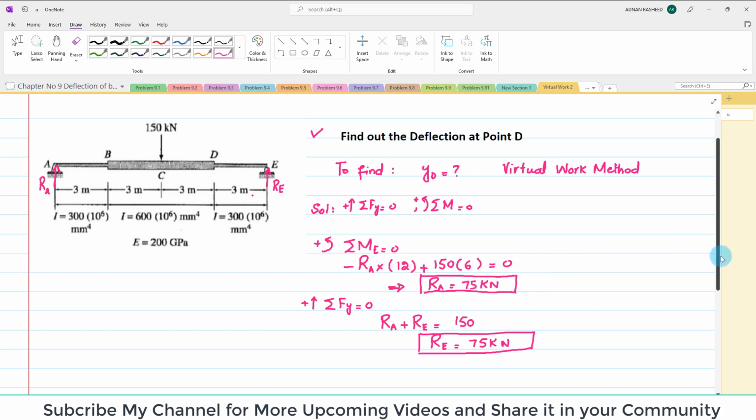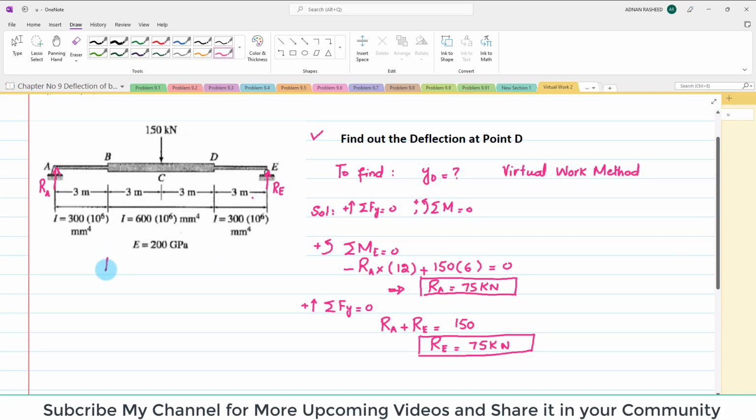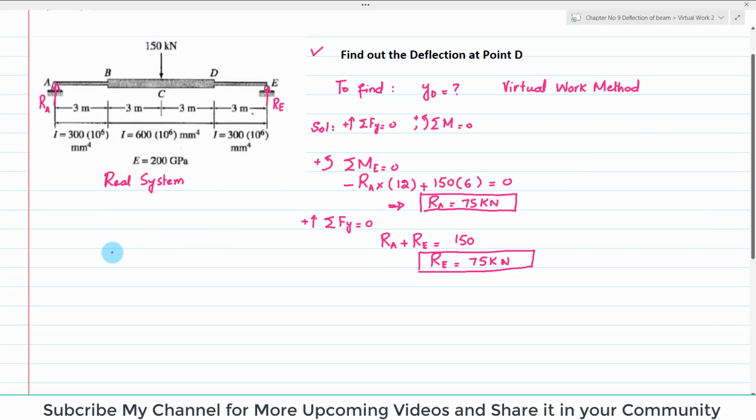Next step is that we will move toward the system, and you can see that this is the real system. What we will do is take out a section at every place, between A and B, then between B and C, then C and D, and D and E, and find the moment equations. First I will write section AB, then section B to C, then C to D, and D to E. By drawing this table it will be easier for you to understand further. I will also write the boundary conditions.